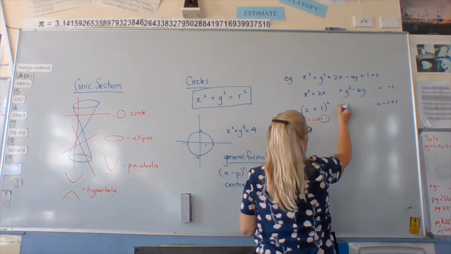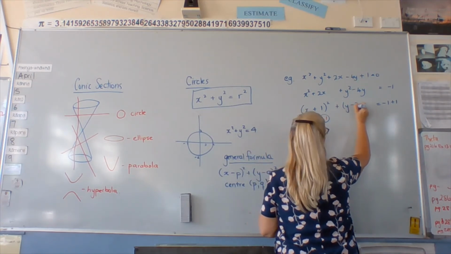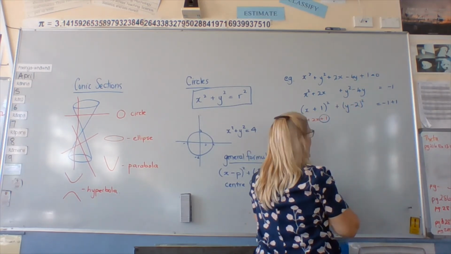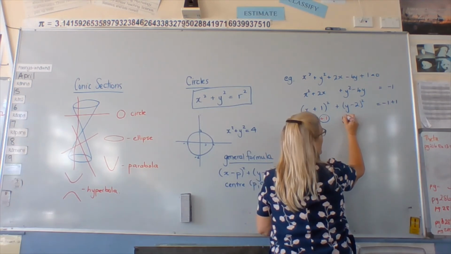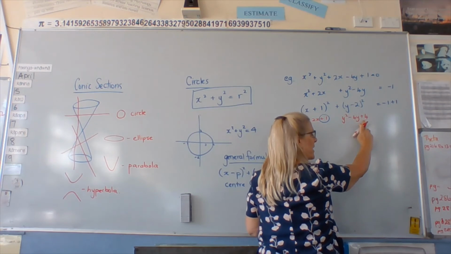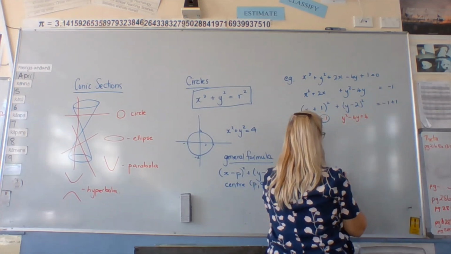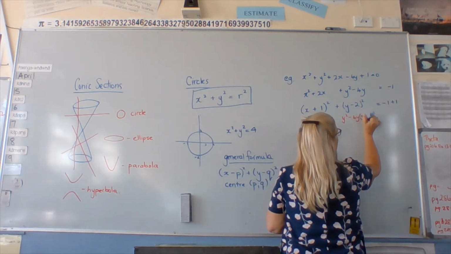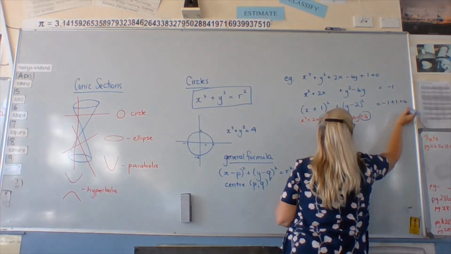So this one plus y minus 2 squared. What does that expand to? Y squared minus 4y plus 4. Got an extra plus 4. We need to put it on this side also. So we add 4 as well.